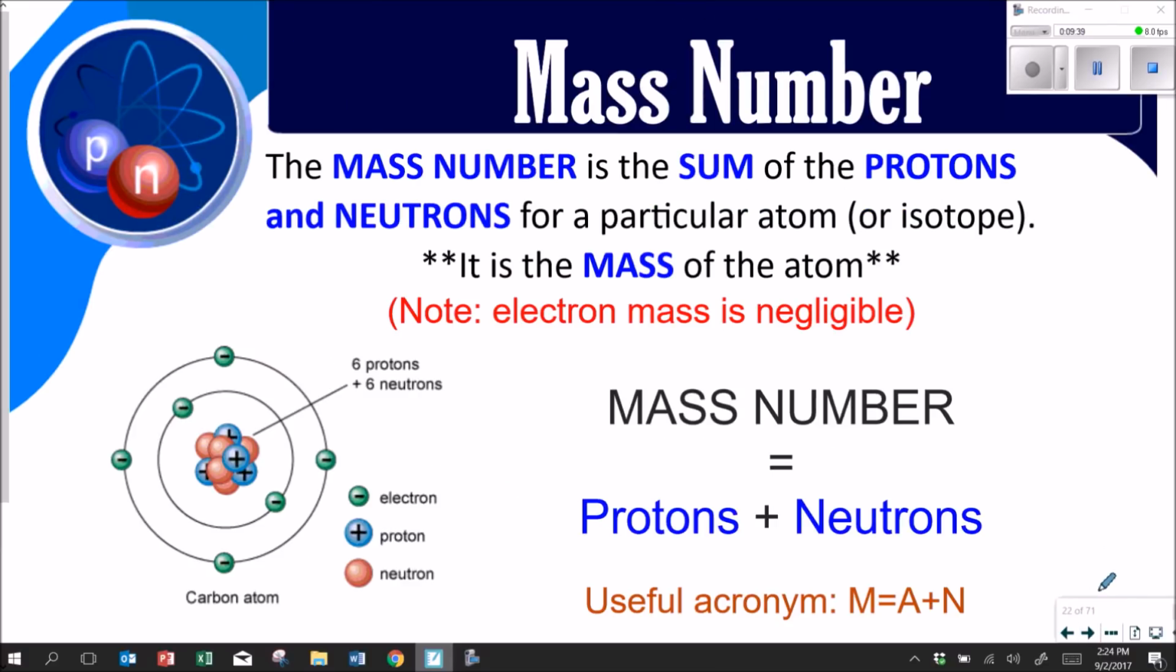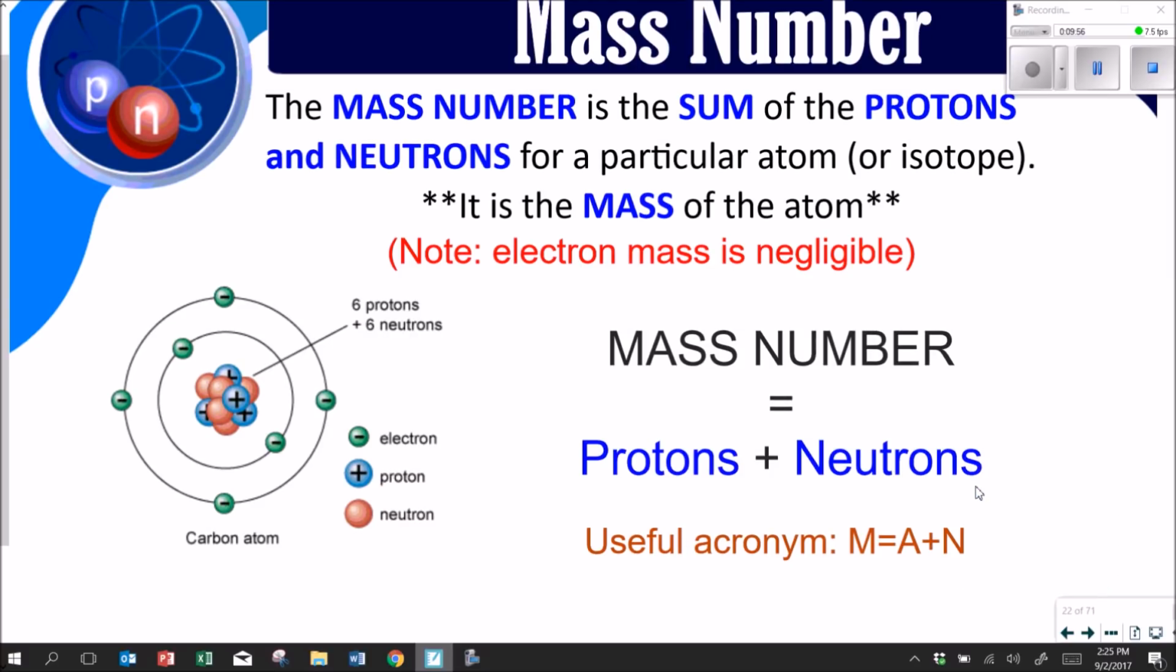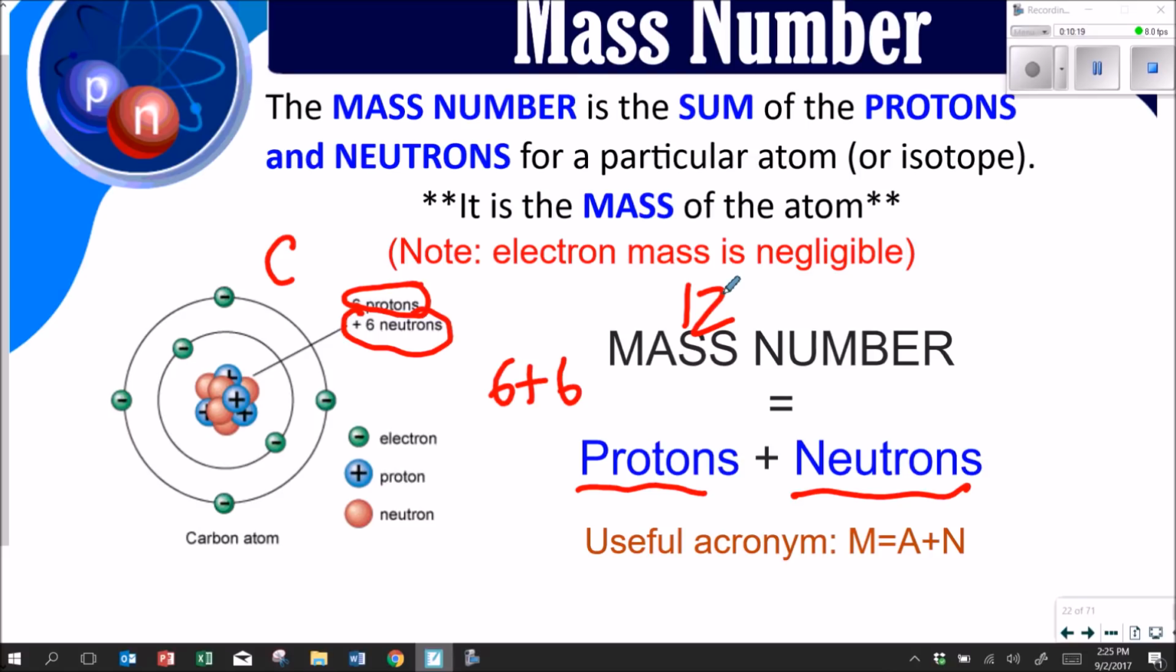The mass number is the sum of the protons and neutrons for a particular atom or isotope. We will define isotope in the next slide. It is the mass of the atom. Remember that electron mass is so small that it is considered negligible, so the mass number only takes into consideration the number of protons plus the number of neutrons. So again, if we have the carbon atom over here, and we know its atomic number is 6, it has 6 protons. And if this carbon isotope has 6 neutrons, the mass number will be 6 plus 6, and we will have a total mass of 12.